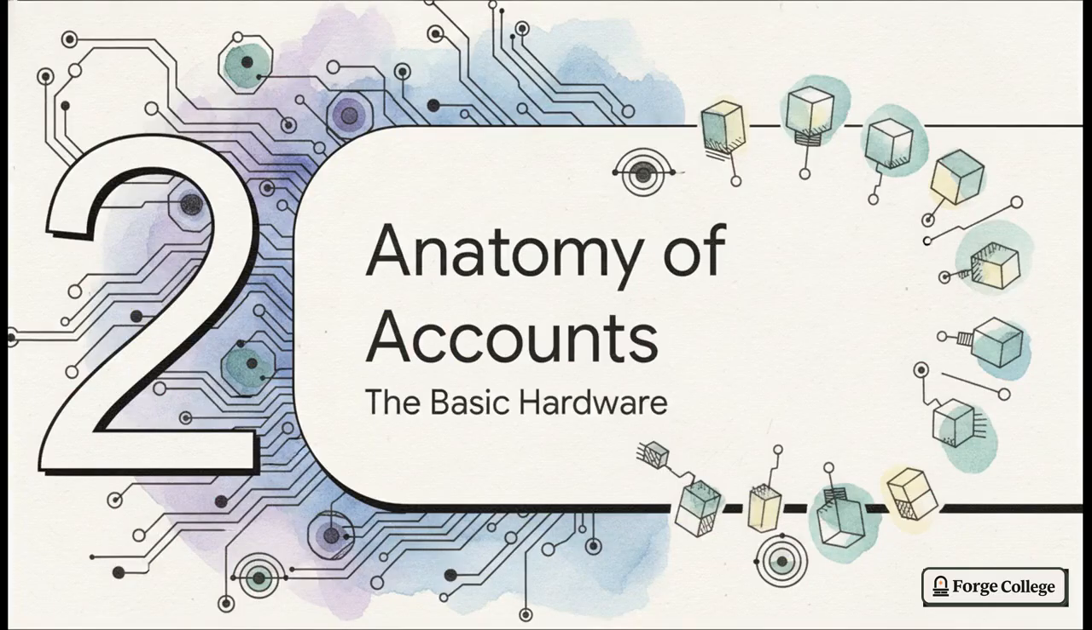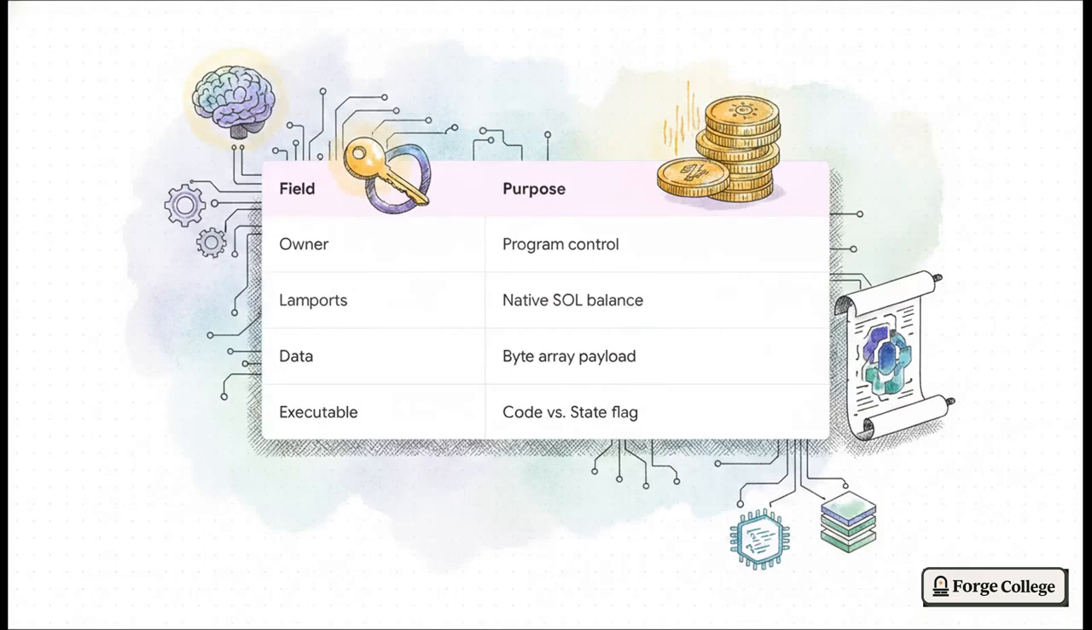Moving right along to section 2, let's look at the anatomy of accounts, or what we like to call the basic hardware. Let's pop the hood on the basic unit of state your agent is actually going to be inspecting, the account itself. Every single account bundles 4 really critical pieces of hardware. First up is the owner. This is the program's public key, and it's what stops your agent from accidentally misreading foreign data.